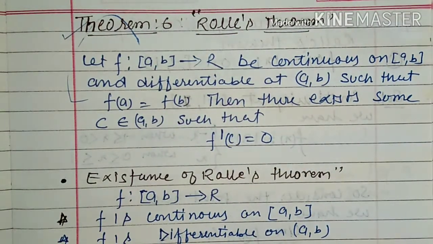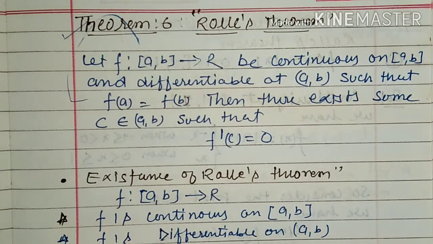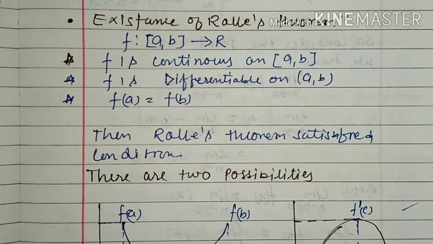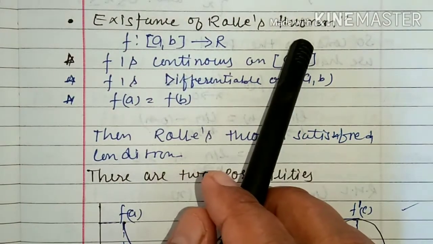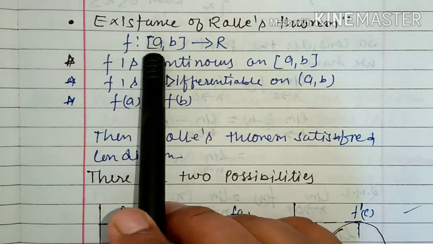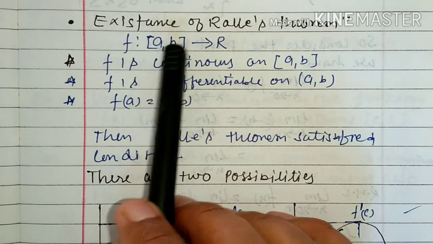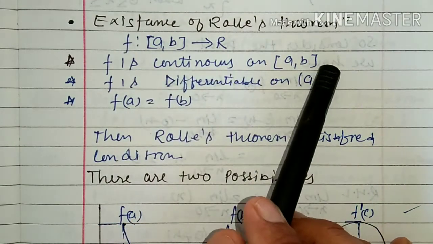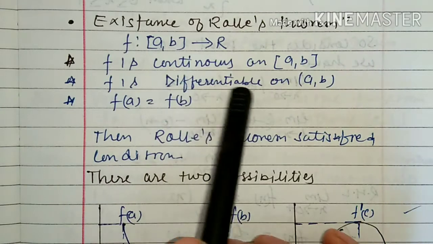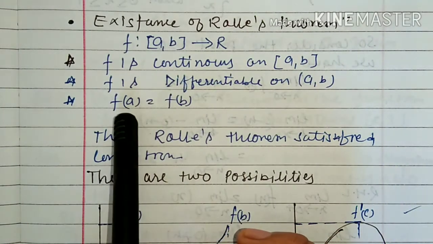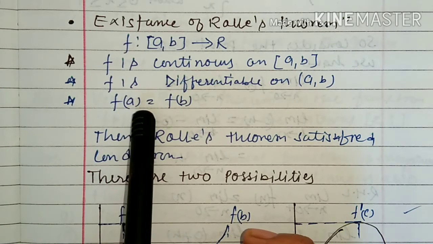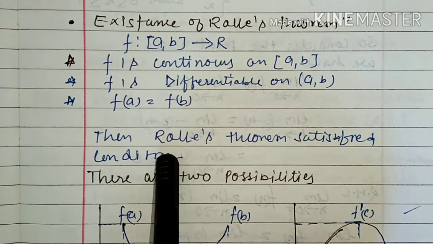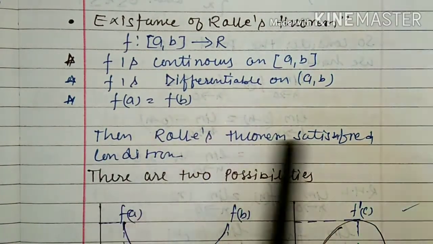Okay, so how do you prove the existence of Rolle's theorem? Clear? How do you prove it? We will understand the existence of Rolle's theorem. f is a function from a closed interval to the real numbers. f is continuous on the closed interval a comma b, f is differentiable on the open interval a comma b, and the value of the function at a must be equal to the value of the function at b. Clear? If these conditions are satisfied, then we can say Rolle's theorem is satisfied.